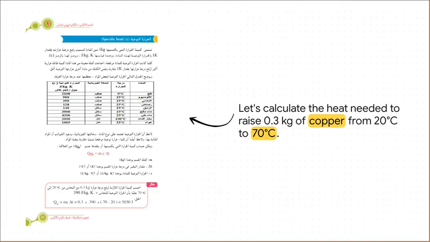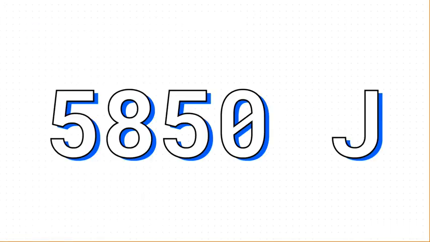Let's say we have a little piece of copper, about 0.3 kilograms, and we want to heat it up from a room temperature of 20 degrees Celsius to a toasty 70 degrees. How much energy is that going to take? Well, to get the answer, you just plug in the numbers.